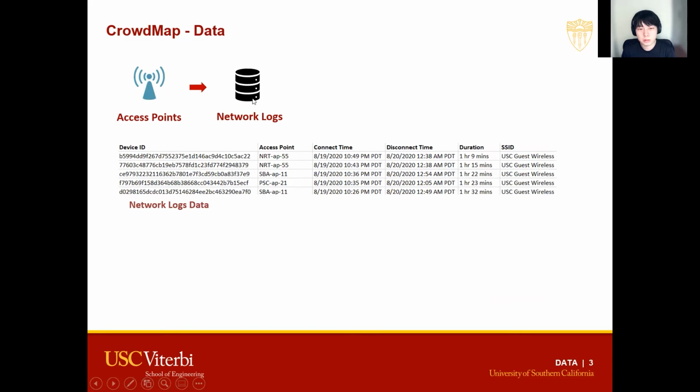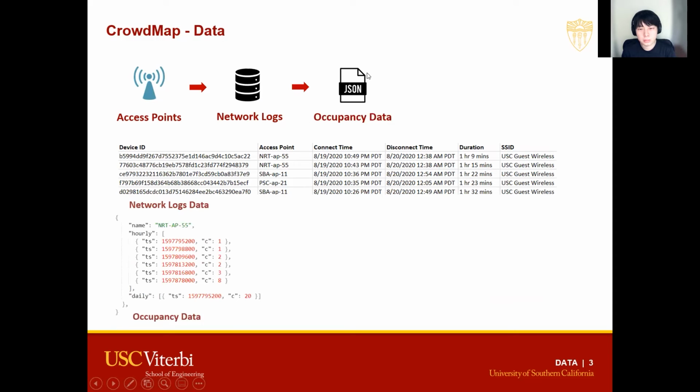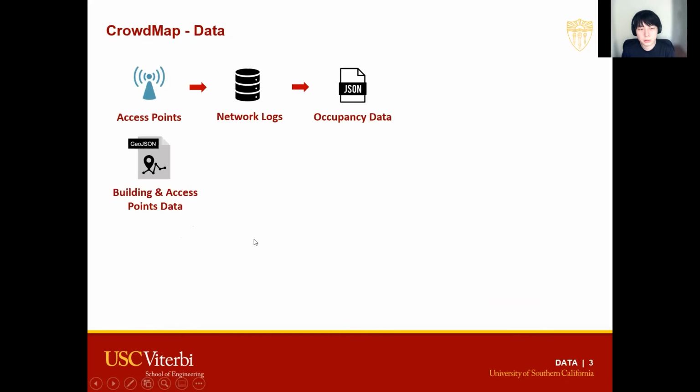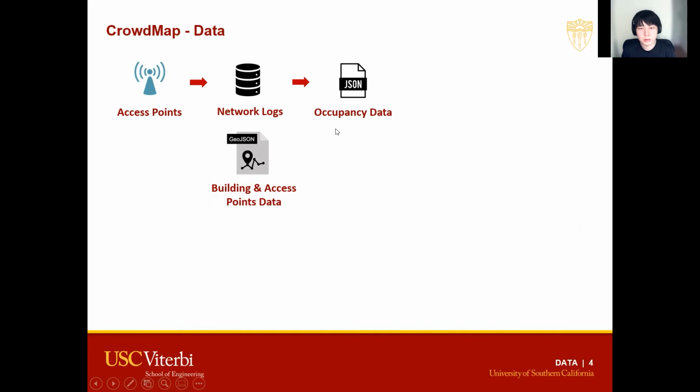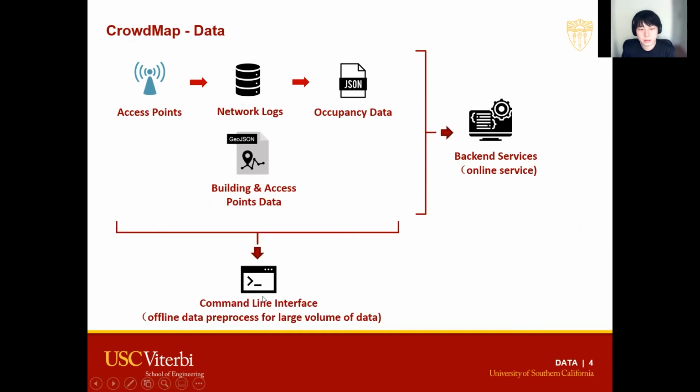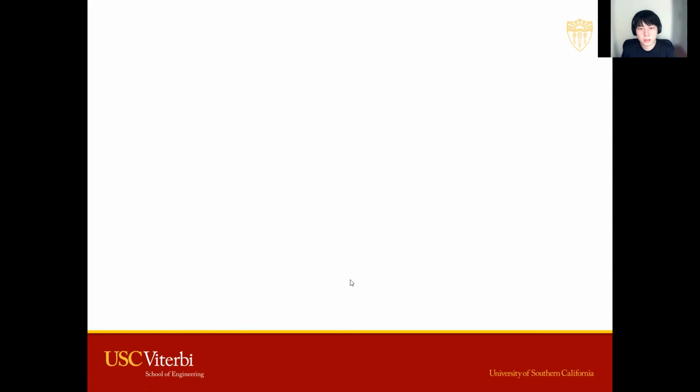After we get the network logs file, we do the daily and hourly aggregation to get the occupancy count of every access point. And in the service module, we use it to compute occupancy count of every floor and every building. In order to show the spatial pattern of the occupancy count, we also have a GeoJSON file which contains the geolocation information of every building and every access point. After we collect and pre-process all the data we need, we integrate them into our backend services to provide the service for our front-end user interface. We also provide a command line interface which allows the system administrator to do the data pre-processing offline, considering the large volume of connection data.